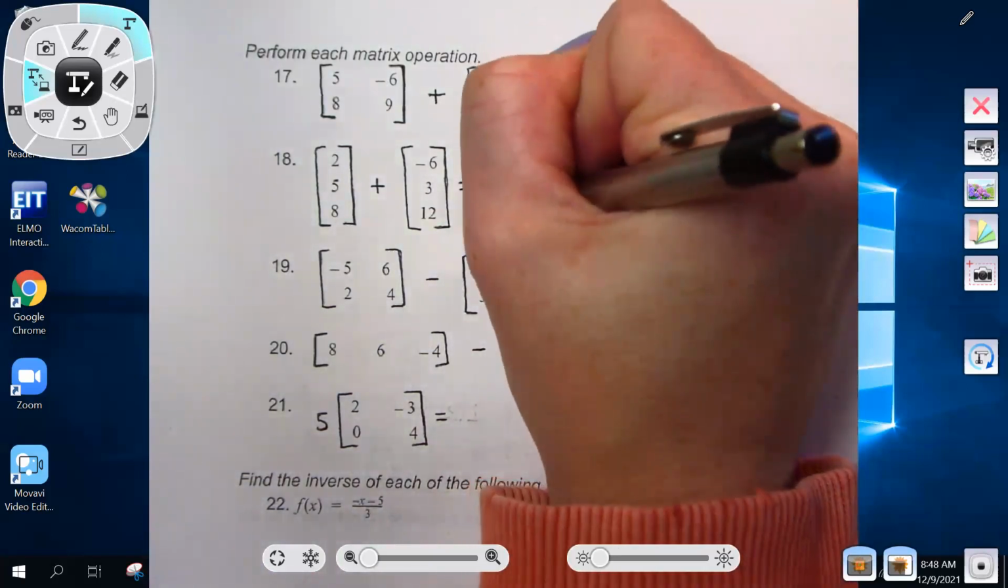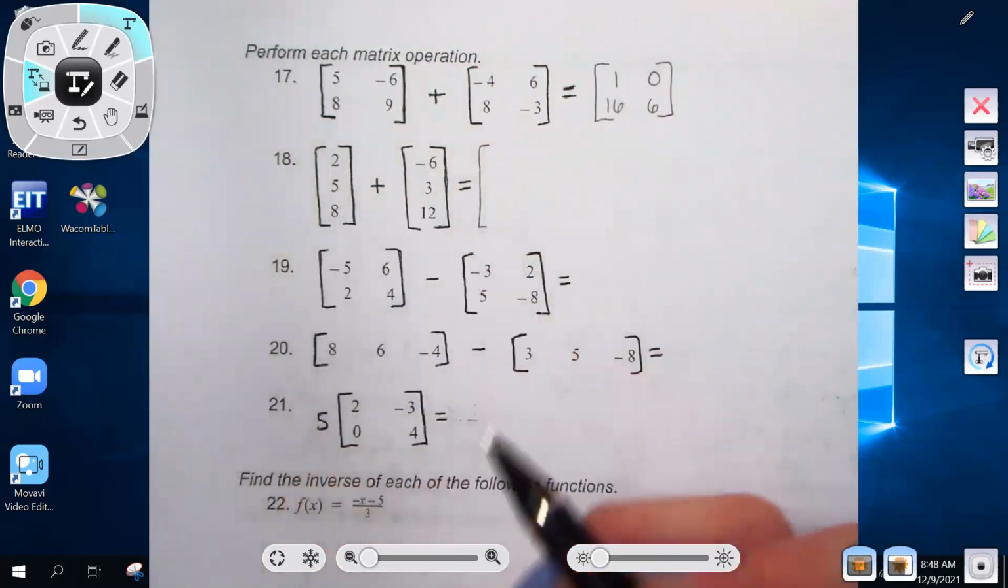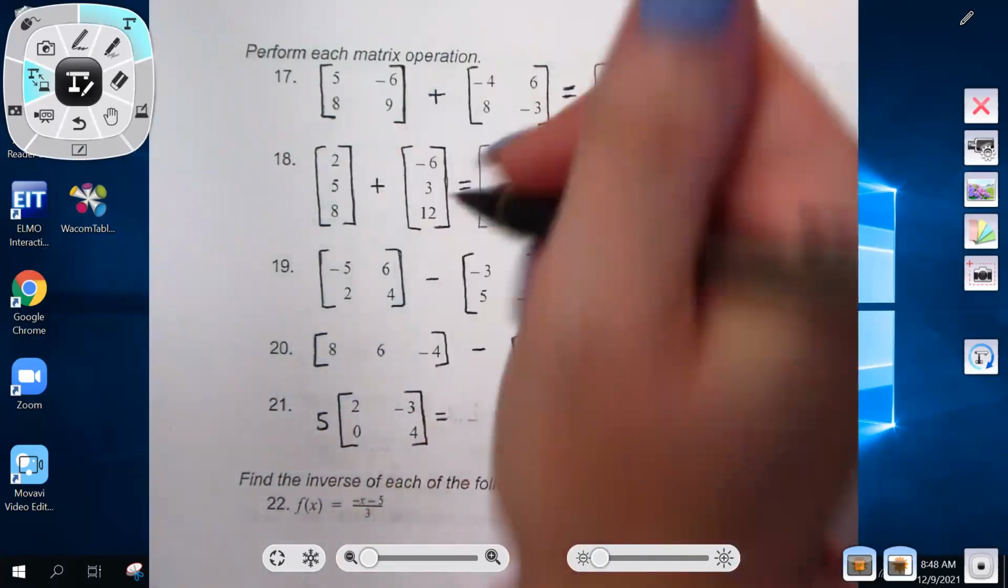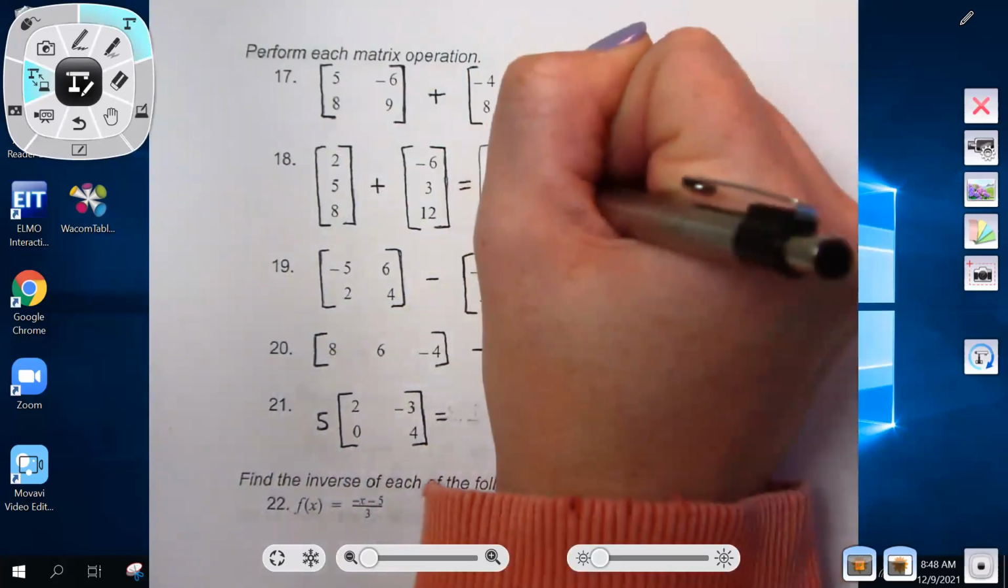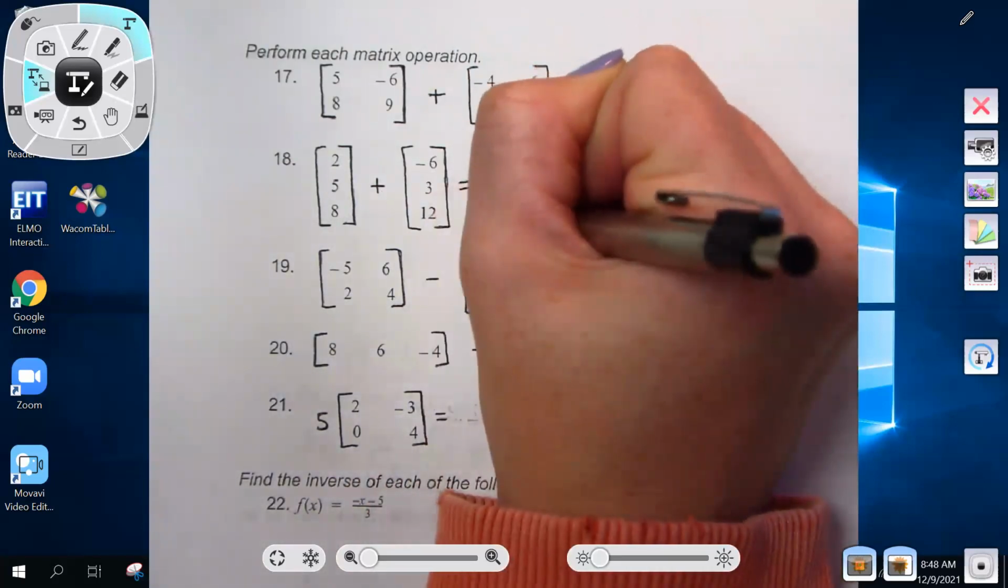The next one, our answer will be a 3 by 1 matrix, just like these two. And we're adding again. So 2 plus negative 6 is negative 4. 5 plus 3 is 8. And 8 plus 12 is 20.